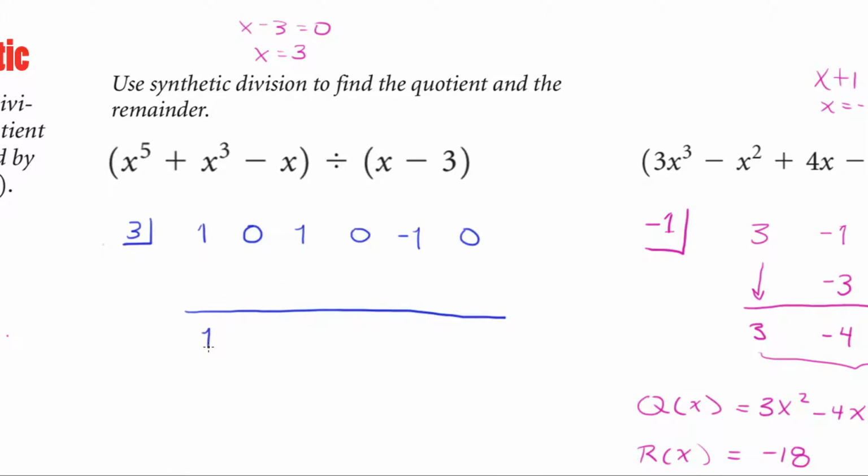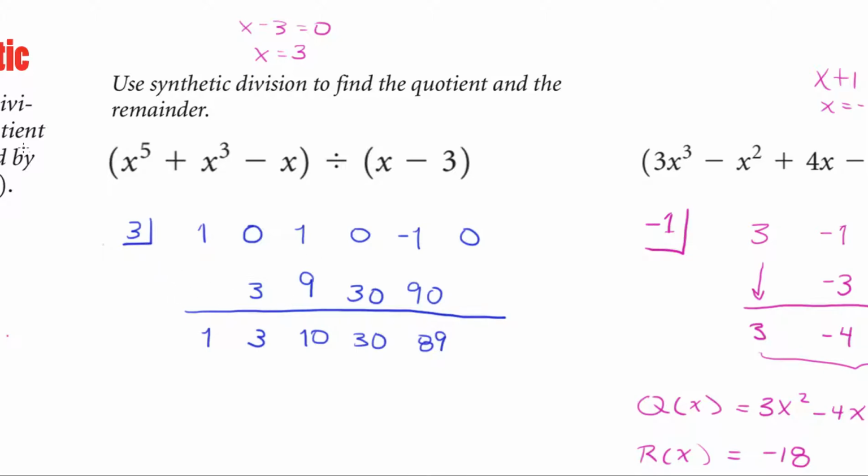You lower the first one. 3 times 1 is 3. You add: 0 plus 3 is 3. 3 times 3 is 9. You add: 9 plus 1 is 10. 3 times 10 is 30. 30 plus 0 is 30. 3 times 30 is 90. Negative 1 plus 90 is 89.